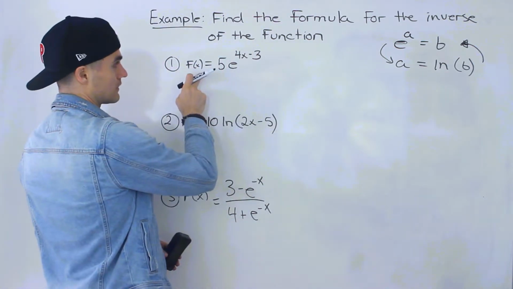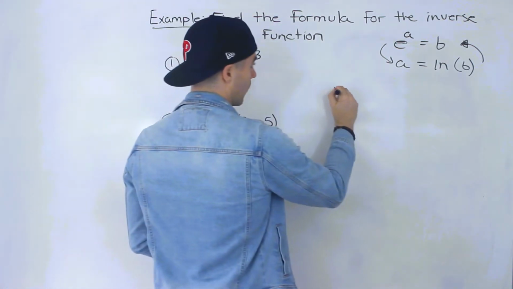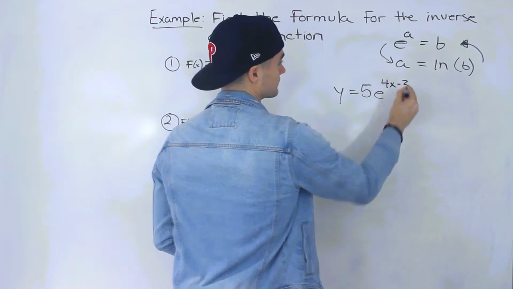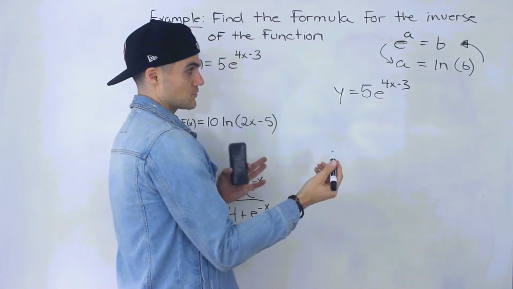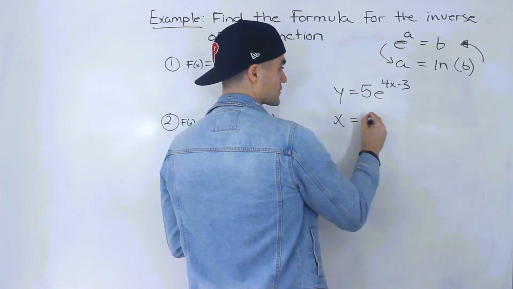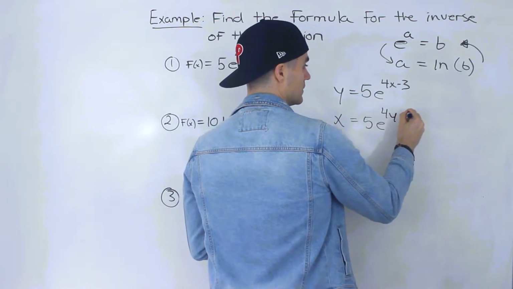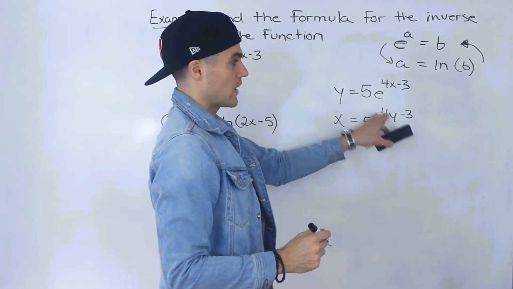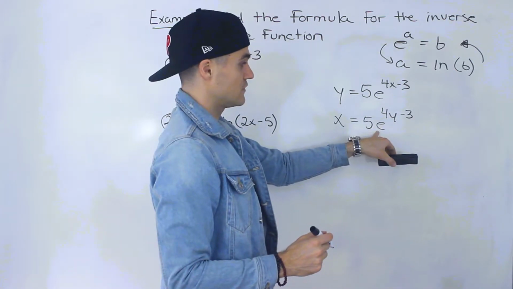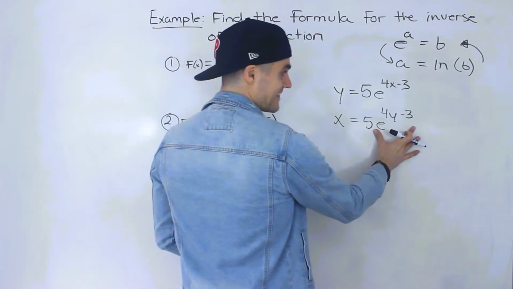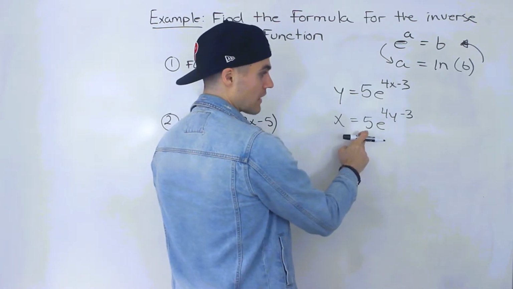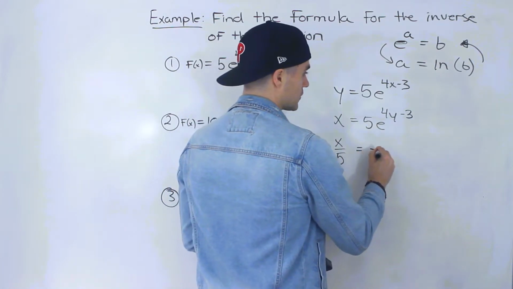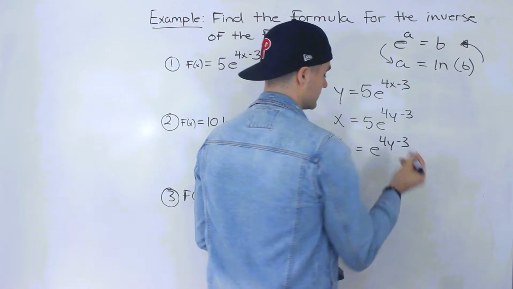So knowing that, let's come back to here. So we got y equals 5 e to the power of 4x minus 3. First step in finding the inverse, we got to switch the x and y. So we'll have x equals 5 e to the power of 4y minus 3. And so what we want to do now is isolate for this y. Notice how it's going to be in the exponent of this e base. So we got to get this expression by itself. So we got to divide both sides by 5. We got to get rid of this 5, bring it to the other side. So we'll have x over 5 equals e to the power of 4y minus 3.